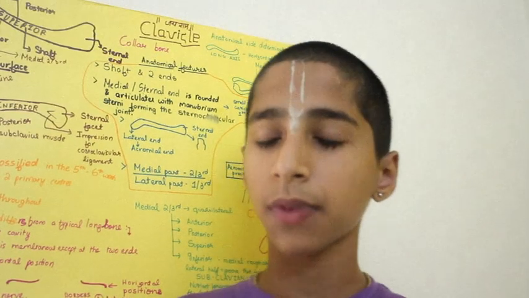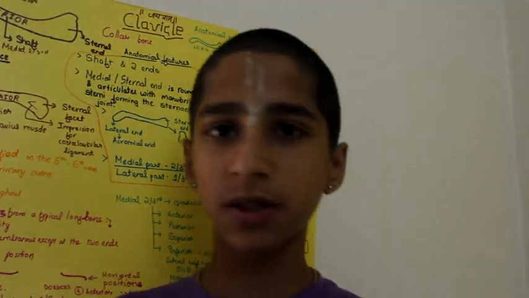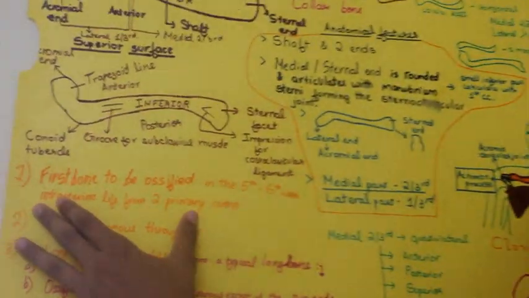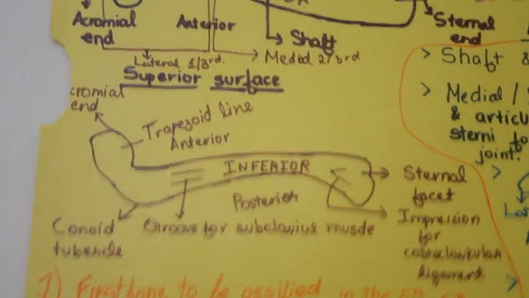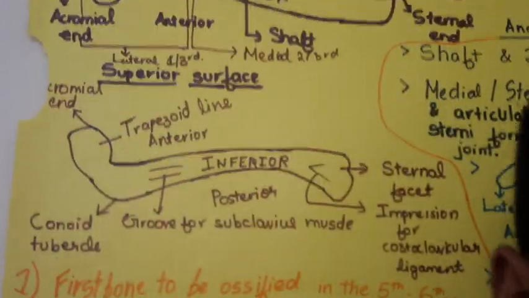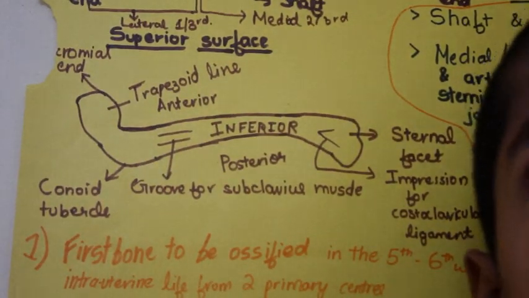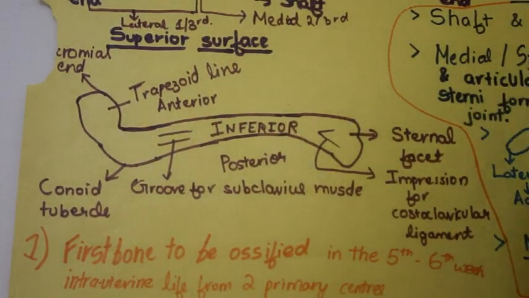So when the baby is getting developed in the womb of its mother, you have this bone getting ossified first. It's subcutaneous throughout. So what I mean by subcutaneous is that it touches the skin throughout. It is connected to the skin throughout. So that's why it's called subcutaneous throughout. It's a long bone but differs from a typical long bone.